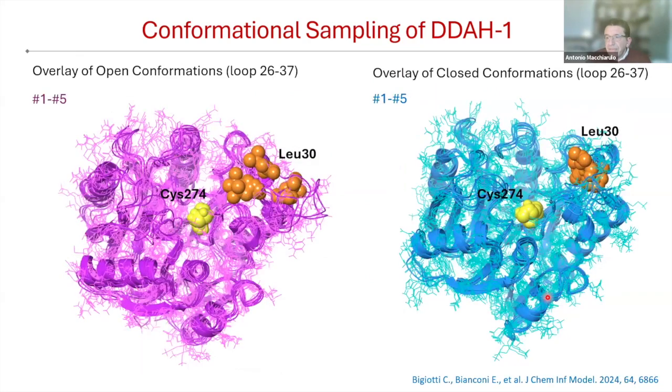Then, here we have an overlay of the conformations that were selected from the 2 trajectories. Here it is also highlighted the cysteine 274, that is the catalytic residue, and also the position of leucine 30 in all the conformations generated from the trajectory of the open conformation DDH1 or from the trajectory of the closed conformation DDH1.